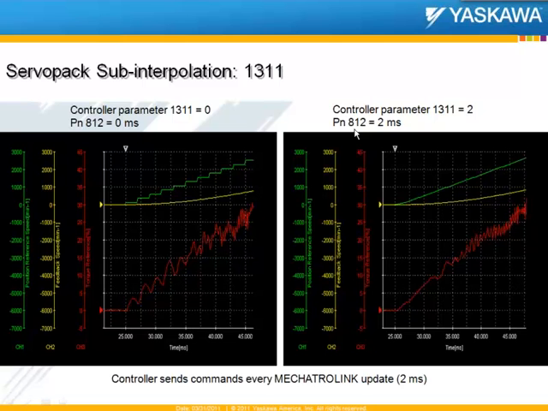The parameter 812 or 811, depending on what kind of sub-interpolation is required, has to be set to the same number as the Mechatrolink or DP RAM update between the controller and the servo pack.